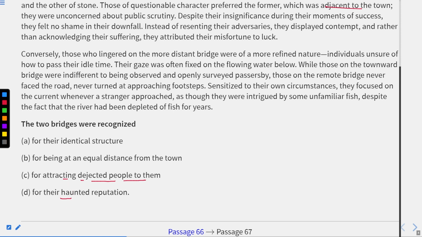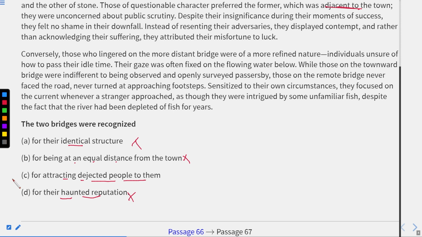Okay, or for their haunted reputation. Now here haunted reputation means something which is frightening, that is not mentioned in the passage. They do not have identical structure because one is made of brick and the other of stone, so it cannot be the answer. For being at an equal distance, no, they are not at equal distance because one is adjacent to the town and the other one is basically remote, or you can say far away from the town. So they do not have the same distance. For their haunted reputation, no, nothing like haunted or frightening is mentioned in the passage.